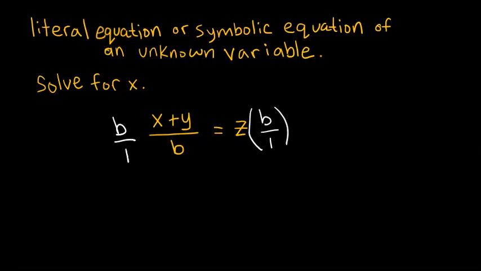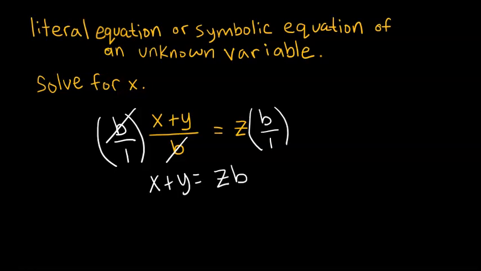Same thing on this side. Whatever you do to one side, you have to do to the other when we're dealing with fractions and isolating stuff. So the b is going to live on the right. It's going to go away on the left. I'm left with x plus y equals z times b.